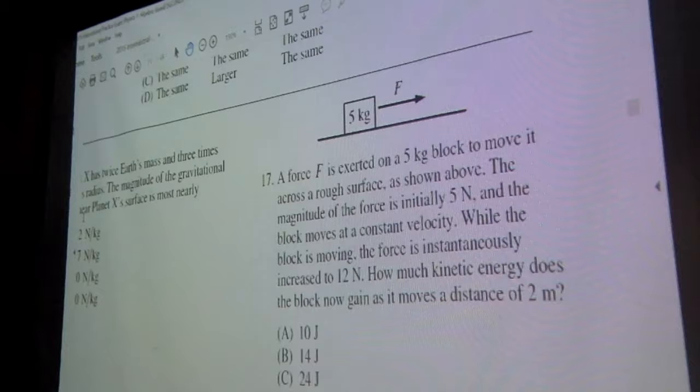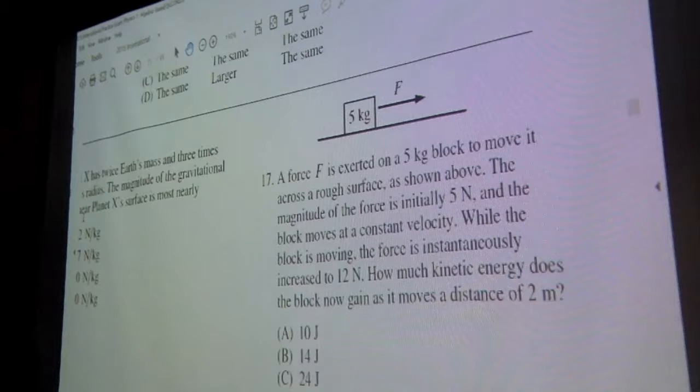Now, the force is increased to 12 newtons. So obviously it's going to accelerate because there's a net force. What's the net force? 7. So the net force is 7 and you're moving at a displacement of 2 meters. So how much work is being done? It is 7 times 2, 14 joules. Which means the kinetic energy has to gain the same amount. The work done is equal to the kinetic energy gain. So that's exactly what it is.